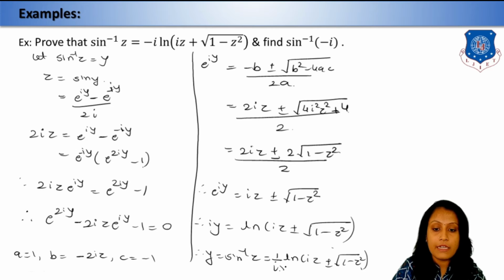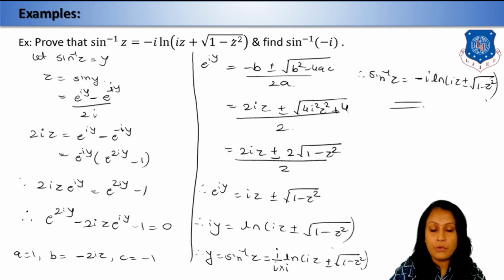Now multiply and divide by i over here. So this is i square, that is minus 1. So finally the answer of sine inverse z is minus i ln of iz plus or minus under root 1 minus z square. This is the result we wanted to prove.